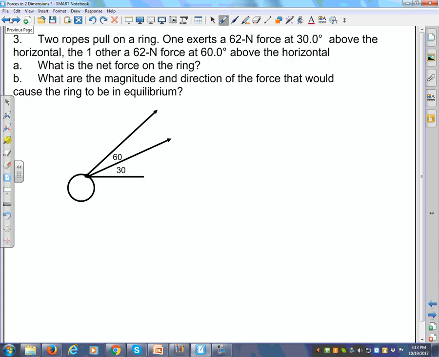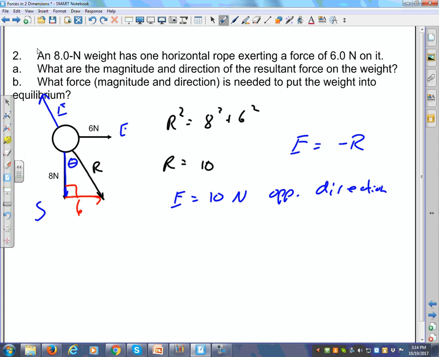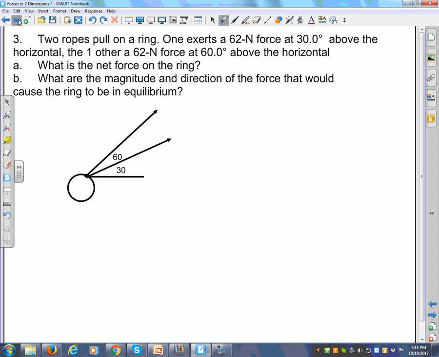Okay. Now, try this one. It's exactly the same, except it's not right angles to each other. You're going to have to add by components. Okay, so A was finding R equals 10, and B was E. Okay, try number 3. Try it. Don't talk football. Don't talk something else. Try it.